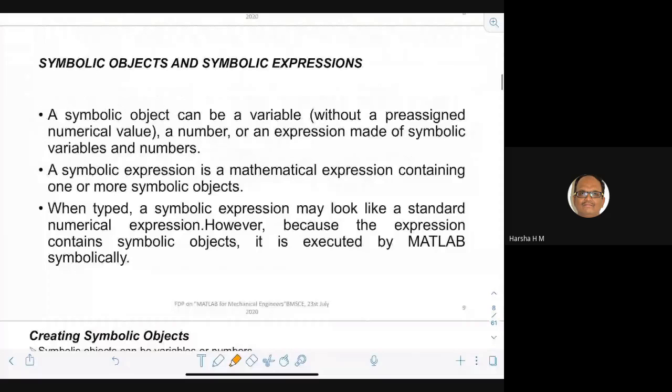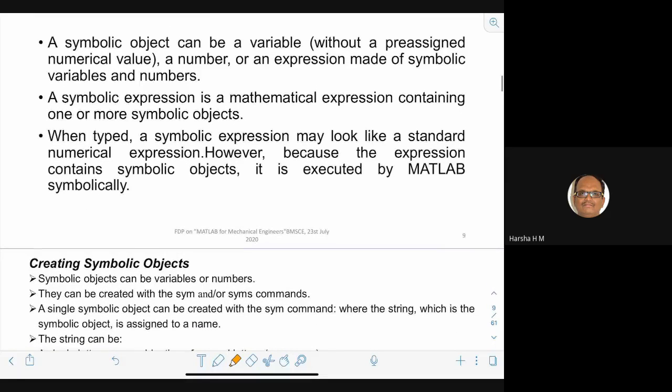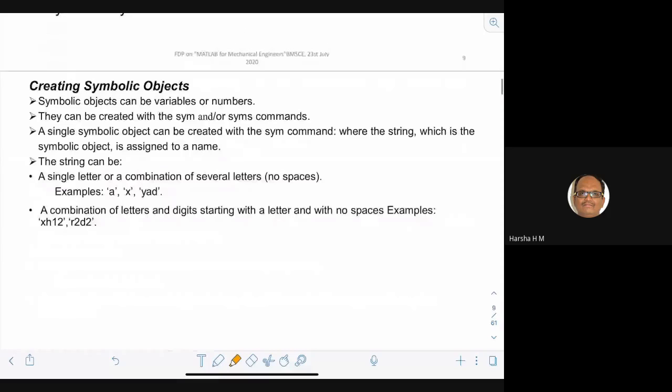Directly coming to the content of this topic today, you can define a symbolic object, which can be a variable, remember. It can be a number or it can be an expression. Just try to look at this, creating symbolic objects. I told you symbolic objects can be variables or numbers. They can be created by using the sym command or the syms command if you have a number of objects to be defined. And remember, the string can be a single letter, or a combination of letters without any gap, no spaces. You can also use a combination of letters and numbers.